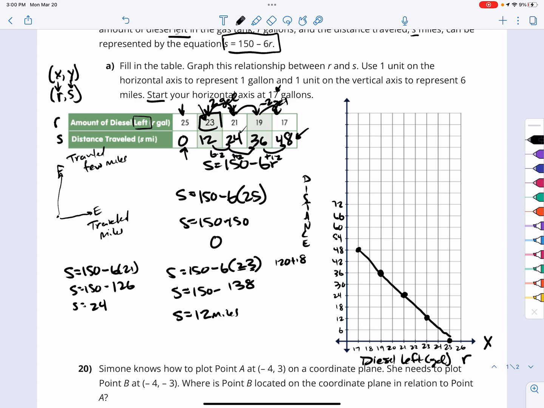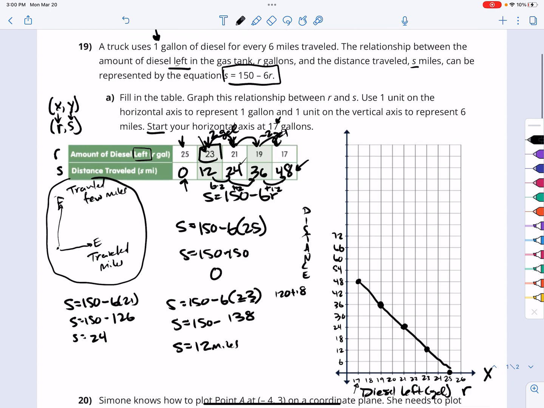This straight line seems to make sense, like we discussed up here with our fuel gauge. When there is only a little bit of fuel left, we've traveled more miles. When there's a lot of fuel left, meaning our tank is more full, we haven't traveled nearly as many miles.